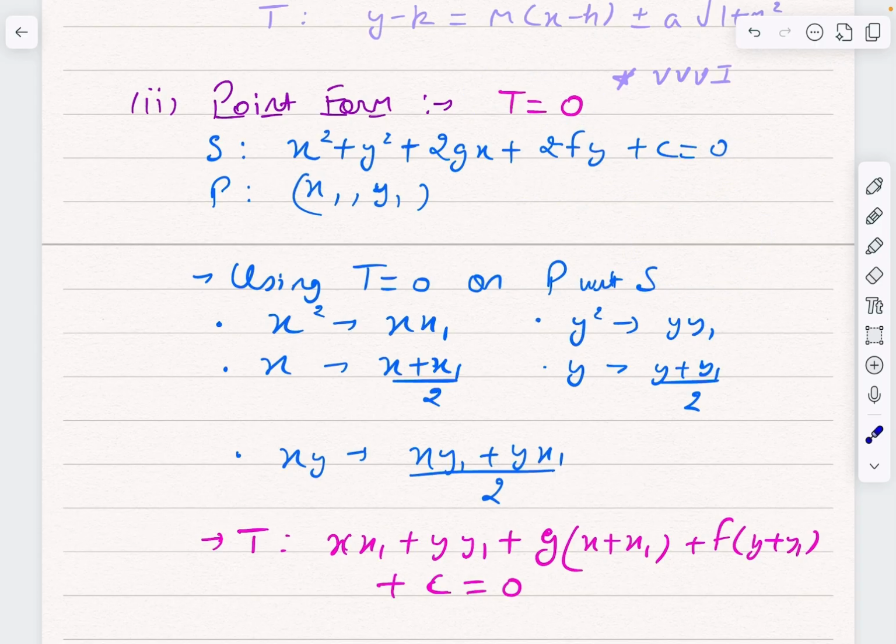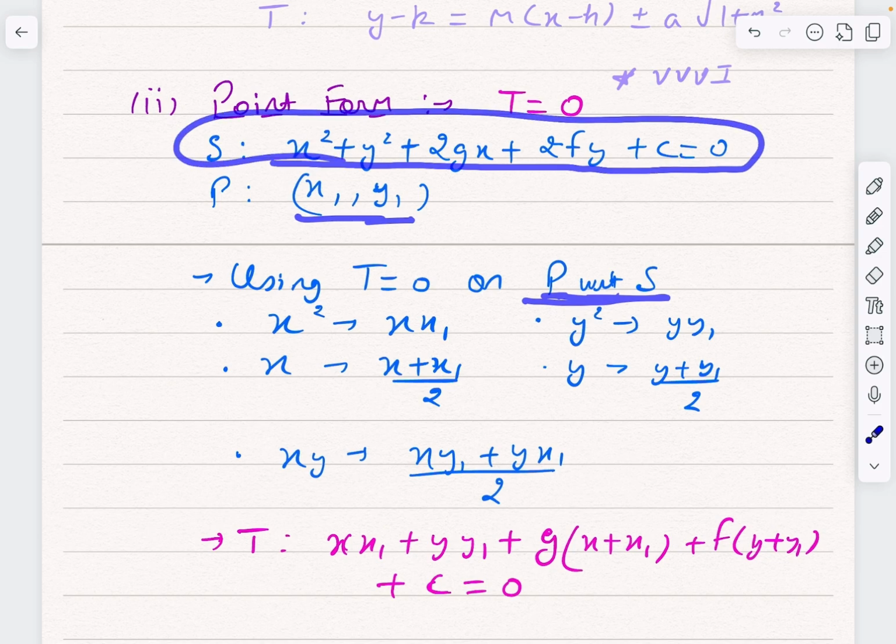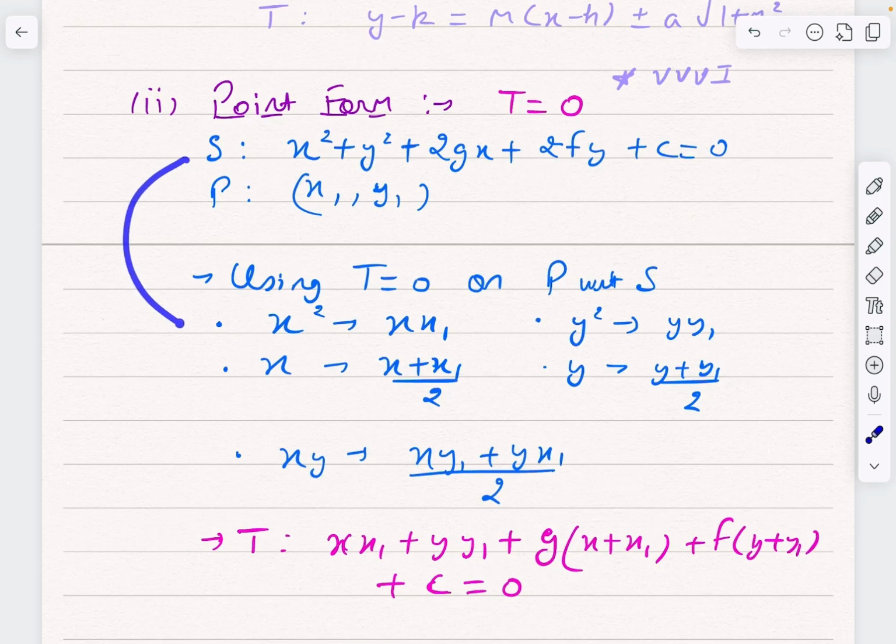What is T equal to 0? When we use T equal to 0 for a point with respect to a curve, let us say the point is x1, y1, and the curve is x square plus y square plus 2gx plus 2fy plus c equal to 0, we replace x square by xx1, y square by yy1, x by x plus x1 by 2, y by y plus y1 by 2, and xy by xy1 plus yx1 by 2. xy will not be in the circles, but it might be helpful in other conic sections like parabola, ellipse, hyperbola. So just for the sake of completion, I have given you all the points here.